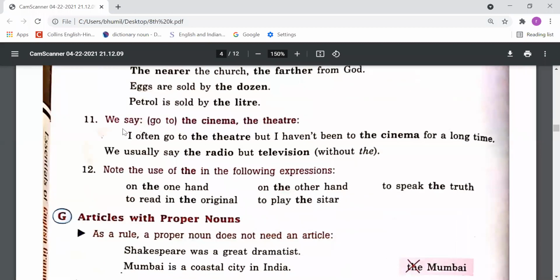Next, point number 11, we say go to cinema, go to theater. I often go to the theater, but I haven't been to the cinema for a long time. We usually say the radio but television. So with theater and cinema we need to use the, with radio we need to use the, but with television we need to remember this point: we need to use it without the.